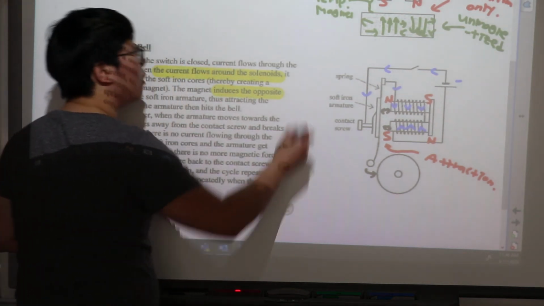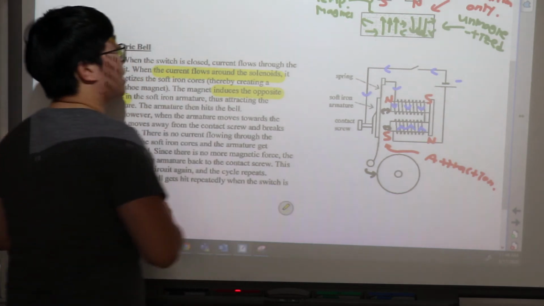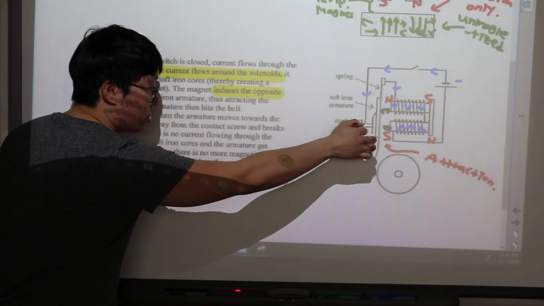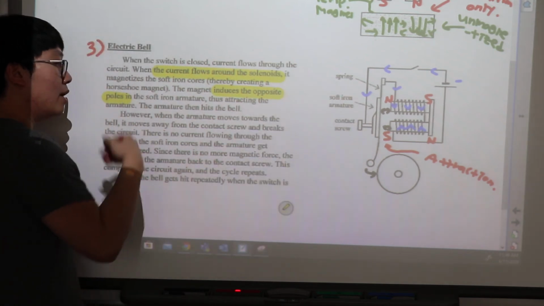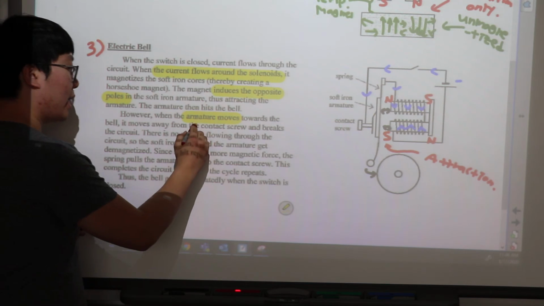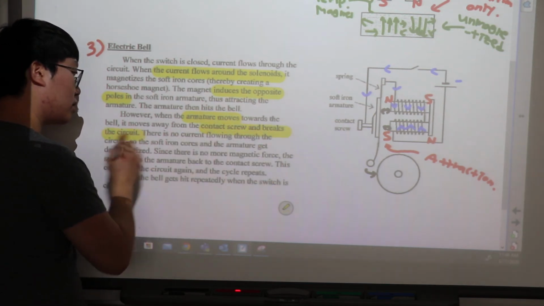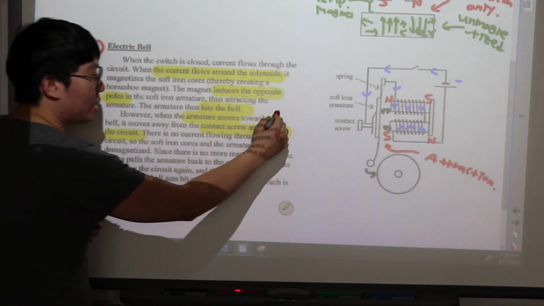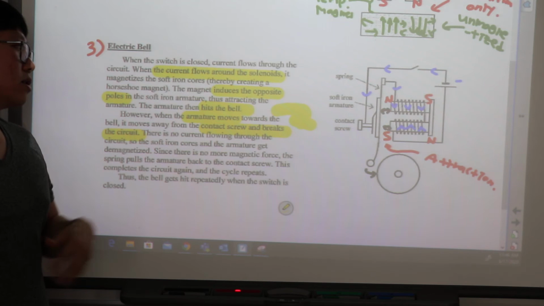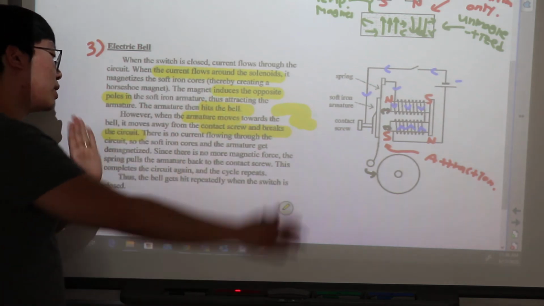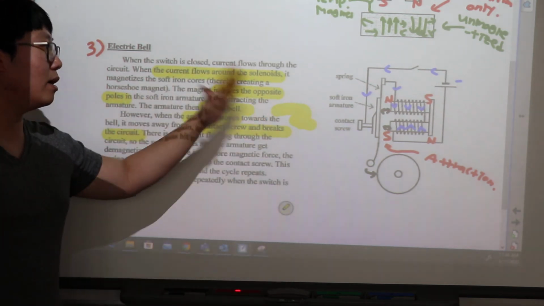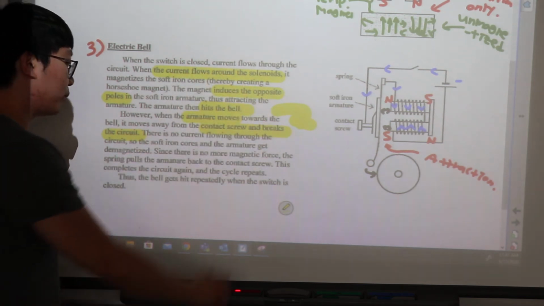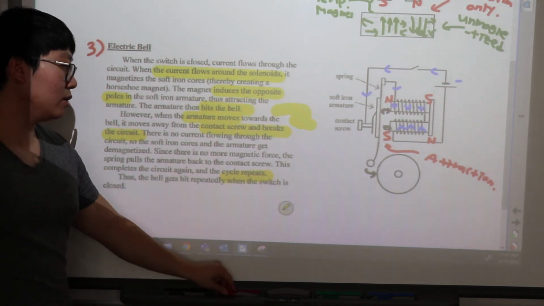So here's what I also want to point out as a highlight. When the armature, which is this portion, the movable section, you can think of it that way, moves, then the contact screw breaks the circuit, and there will be no flow. So it hits the bell, then after that, it basically breaks the circuit. Once that happens, it's going to come back, connect the flow again, and hit again and release, hit, release, hit, release, and it's going to repeat. So the whole cycle will repeat.